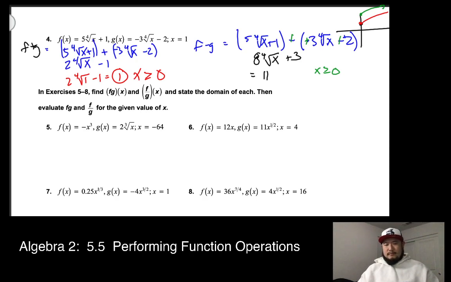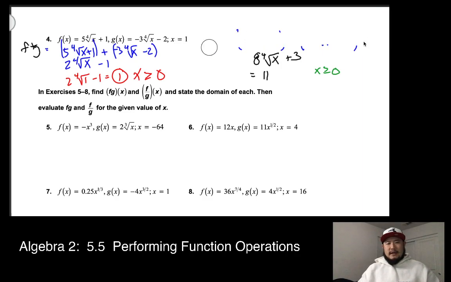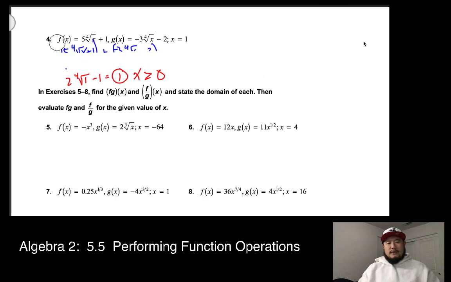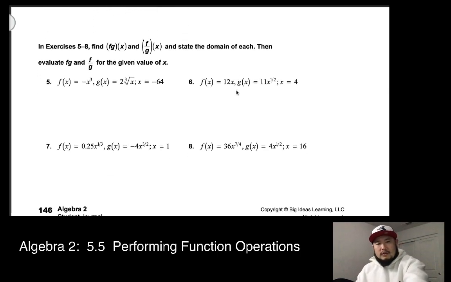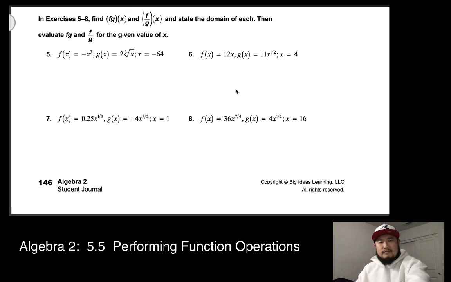All right. Now that we have that, let's go ahead and take a look at number 5. Now we're going to look at how we deal with functions when we multiply and divide them. So right here on number 5, we've got f of x is negative x to the third, and g of x is 2 times the cube root of x.